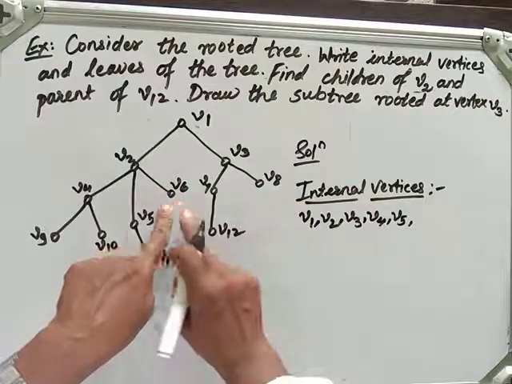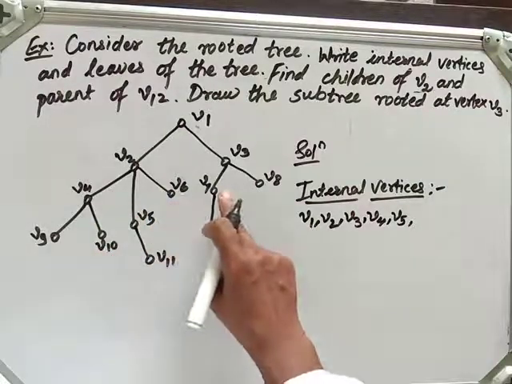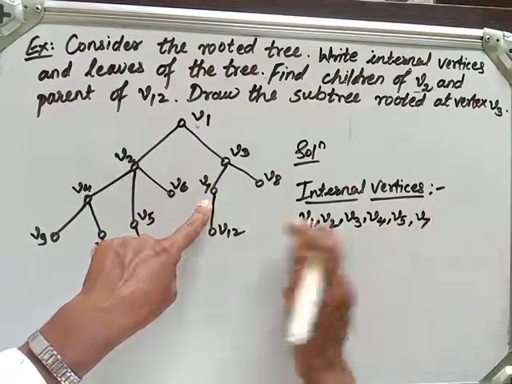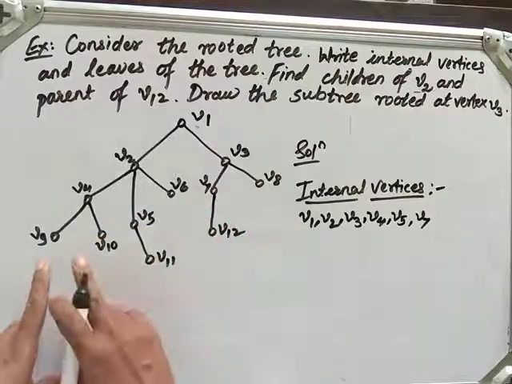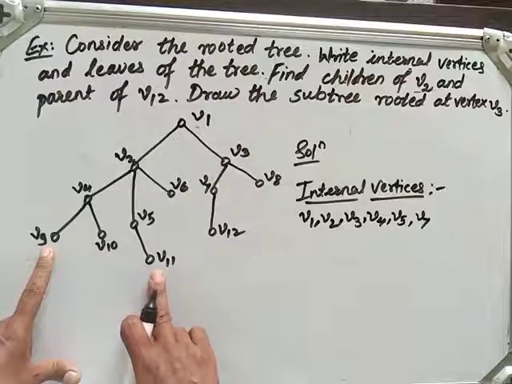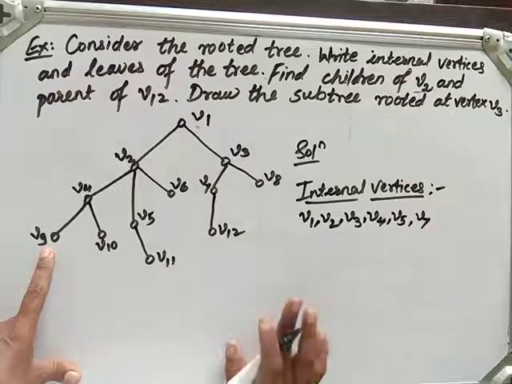v6 is not an internal vertex, it doesn't have a child, right? Fine. Now v7 is an internal vertex because it has a child. v8 is not. What about v9? v9 doesn't have a child, v10 doesn't have a child, v11 doesn't have a child, v12 doesn't have a child. So the internal vertices are these ones only.